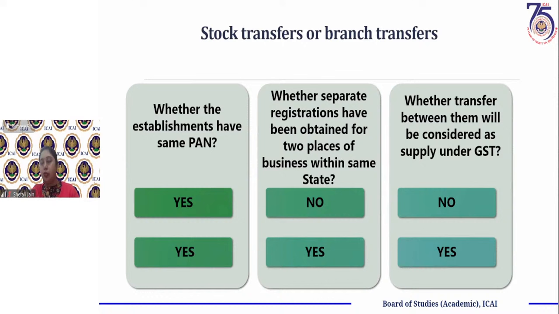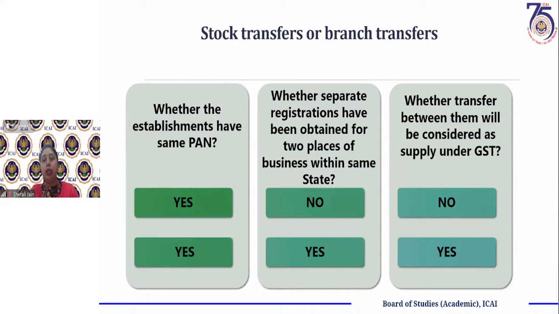Manish is saying establishment, one is not there. Establishment of distinct persons, Manish, means that you have two establishments in two different states. One of them is registered. If you are transferring from one registered establishment to another establishment, then that will be considered as a transaction between establishments of distinct persons.